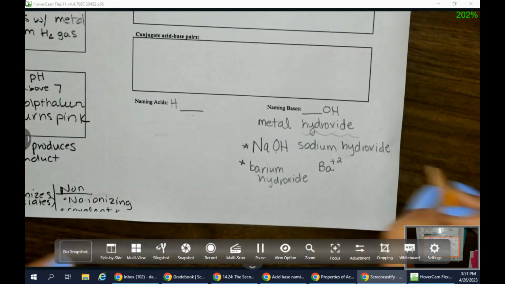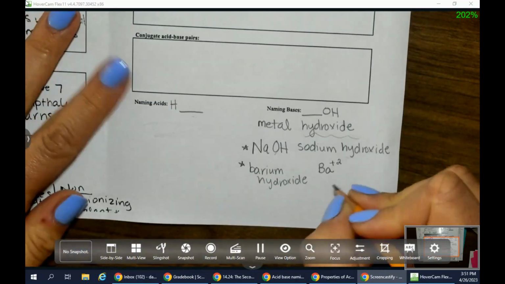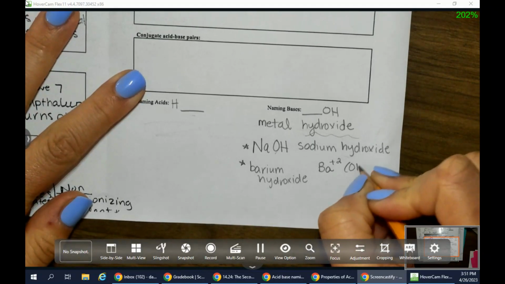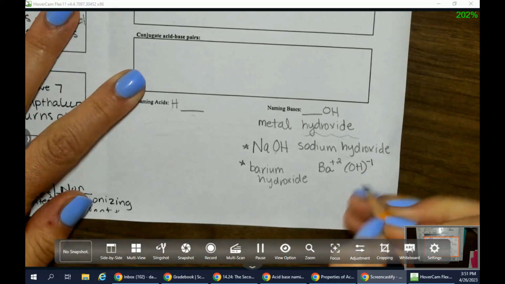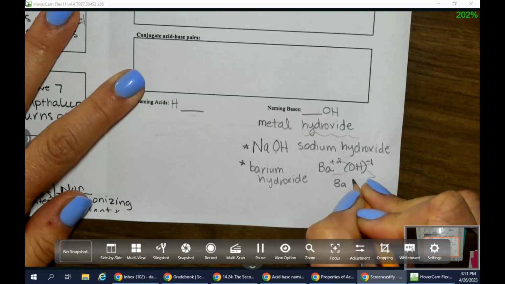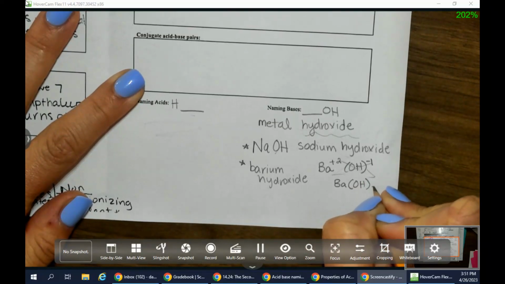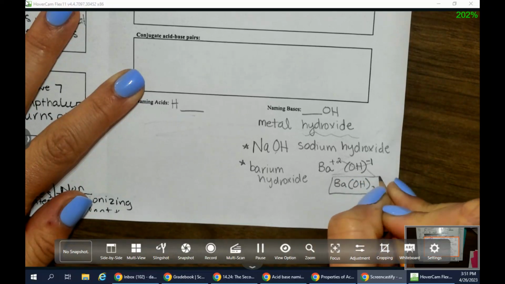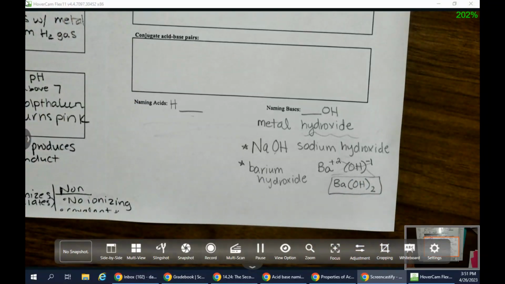And then hydroxide, you can look at your polyatomic list, or you can just write this: OH, and it has a -1. So we take those charges, we crisscross them, you would end up with Ba and then OH with a little 2 on the outside. You need to still be able to do that.